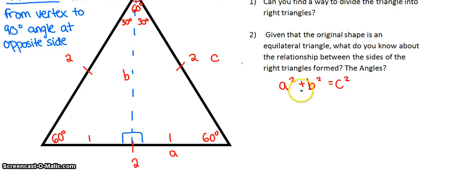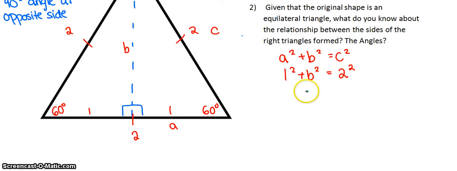So if I do Pythagorean Theorem to figure out what b is, I plug in 1 squared. Don't know what b is, so I'll leave it as b squared. And my hypotenuse is 2, so I'll put 2 squared. So 1 squared is 1. B squared I don't know yet. 2 squared is 4. Subtract 1 from both sides. You get b squared equals 3.